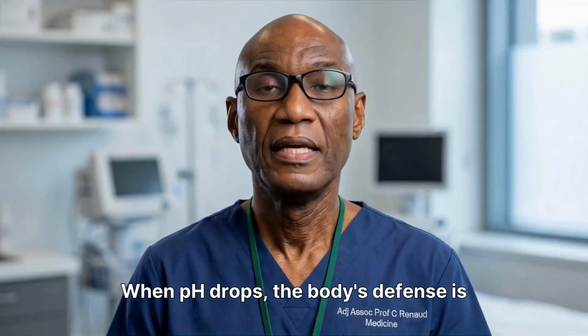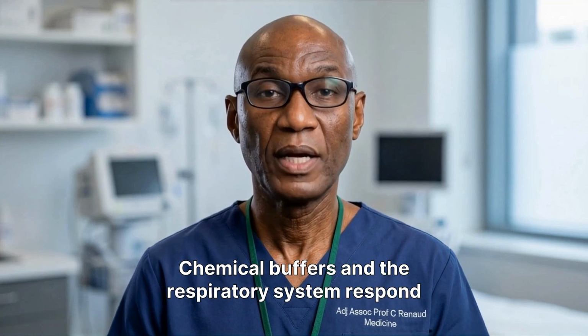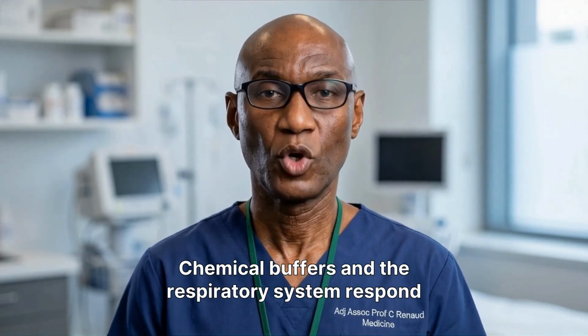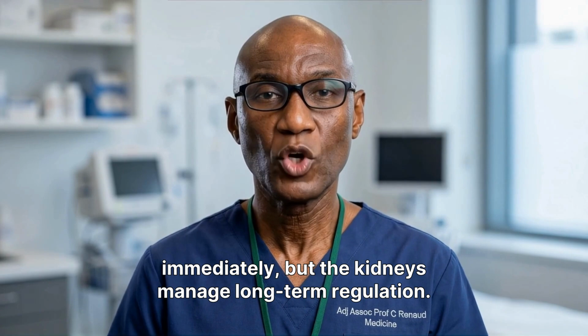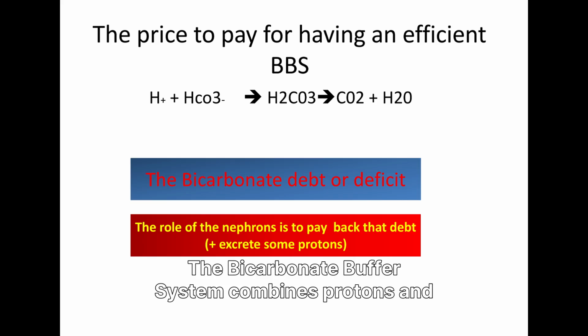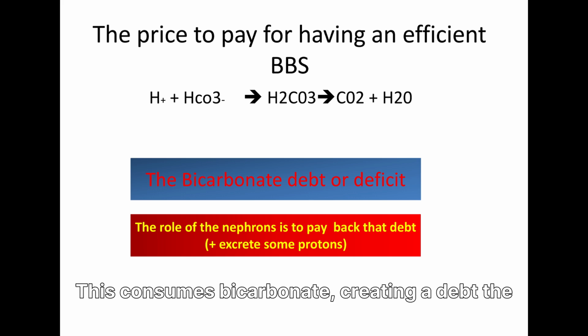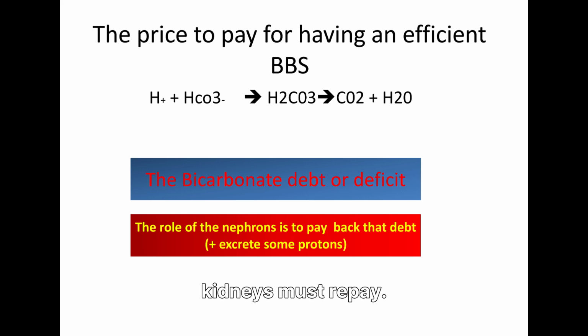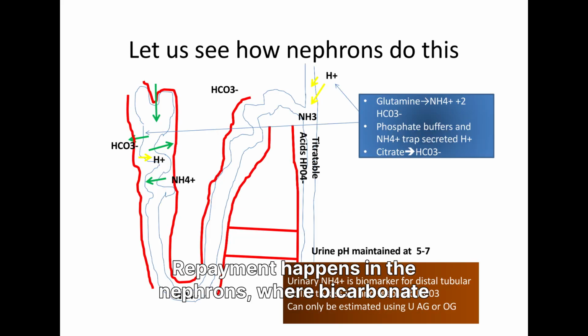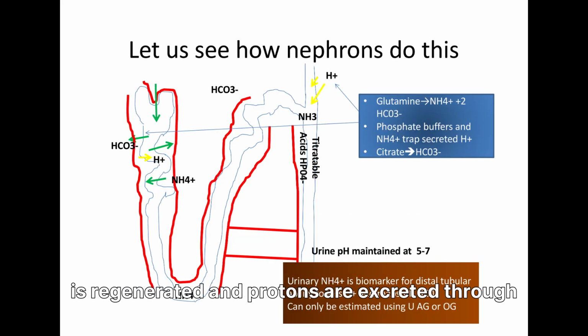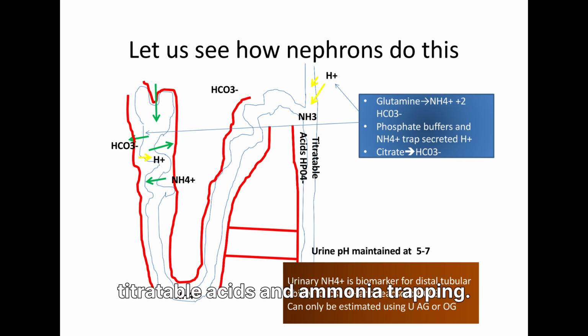When pH drops, the body's defense is tiered. Chemical buffers and the respiratory system respond immediately, but the kidneys manage long-term regulation. The bicarbonate buffer system combines protons and bicarbonate to form CO2 and water. This consumes bicarbonate, creating a debt the kidneys must repay. Repayment happens in the nephrons, where bicarbonate is regenerated and protons are excreted through titratable acids and ammonia trapping.